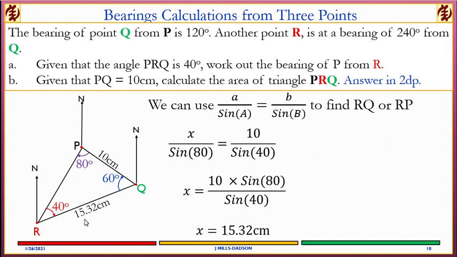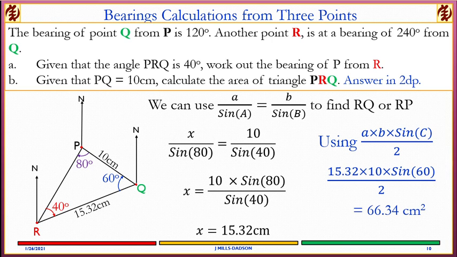So I'm using 10 and 15.32. Included angle is 60. And the formula is A times B times sine C divided by 2. And sine C is sine 60. Included angle. So works out to be 66.34 cm squared. So the area of triangle PRQ is 66.34 cm squared. So for those of you who don't understand what I've just done, don't worry. I'll find time in trigonometry as a separate lesson. This is just a connection that I brought into this lesson to connect bearings.